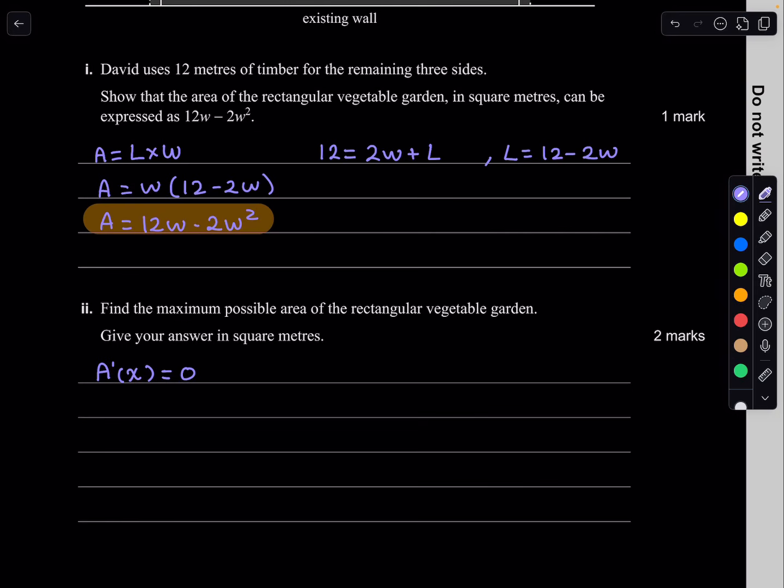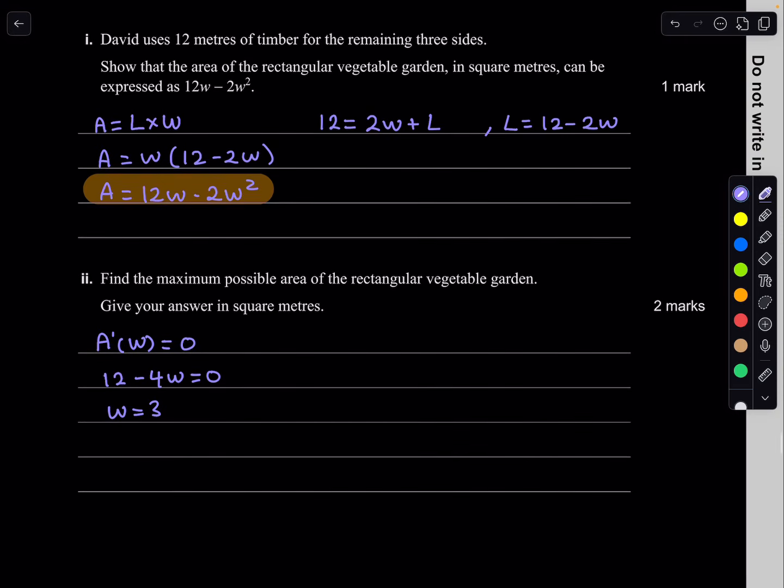Let's go. So what I'm going to do is actually put W here. What is A dash of W? We know it's 12 minus 4W equals 0. And we learned that W equals 3, that's where the max occurs. And so to find the maximum area, A of 3 gives us 18. So your final answer is 18 meters squared.